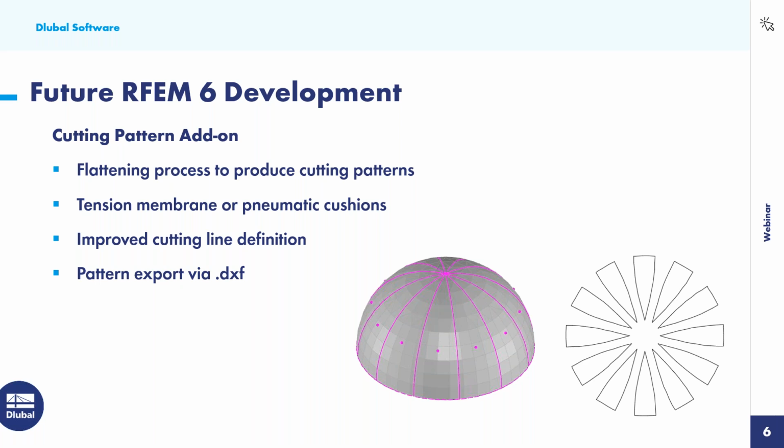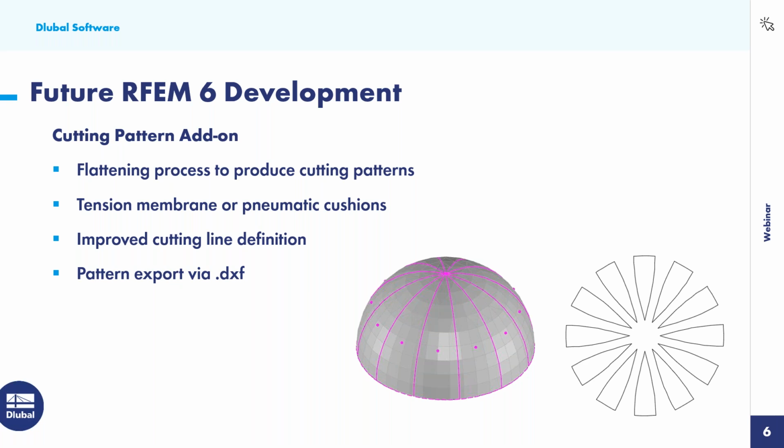All right, so one more thing just to mention before we conclude the presentation today, talking about future RFEM 6 development related to form finding. We are currently working on the cutting pattern add-on. So this is the flattening process to produce the cutting patterns. This will be relevant not only for tension membrane, but also pneumatic cushions within RFEM. So both are possible with the form finding capabilities and will soon be available for cutting patterns as well.